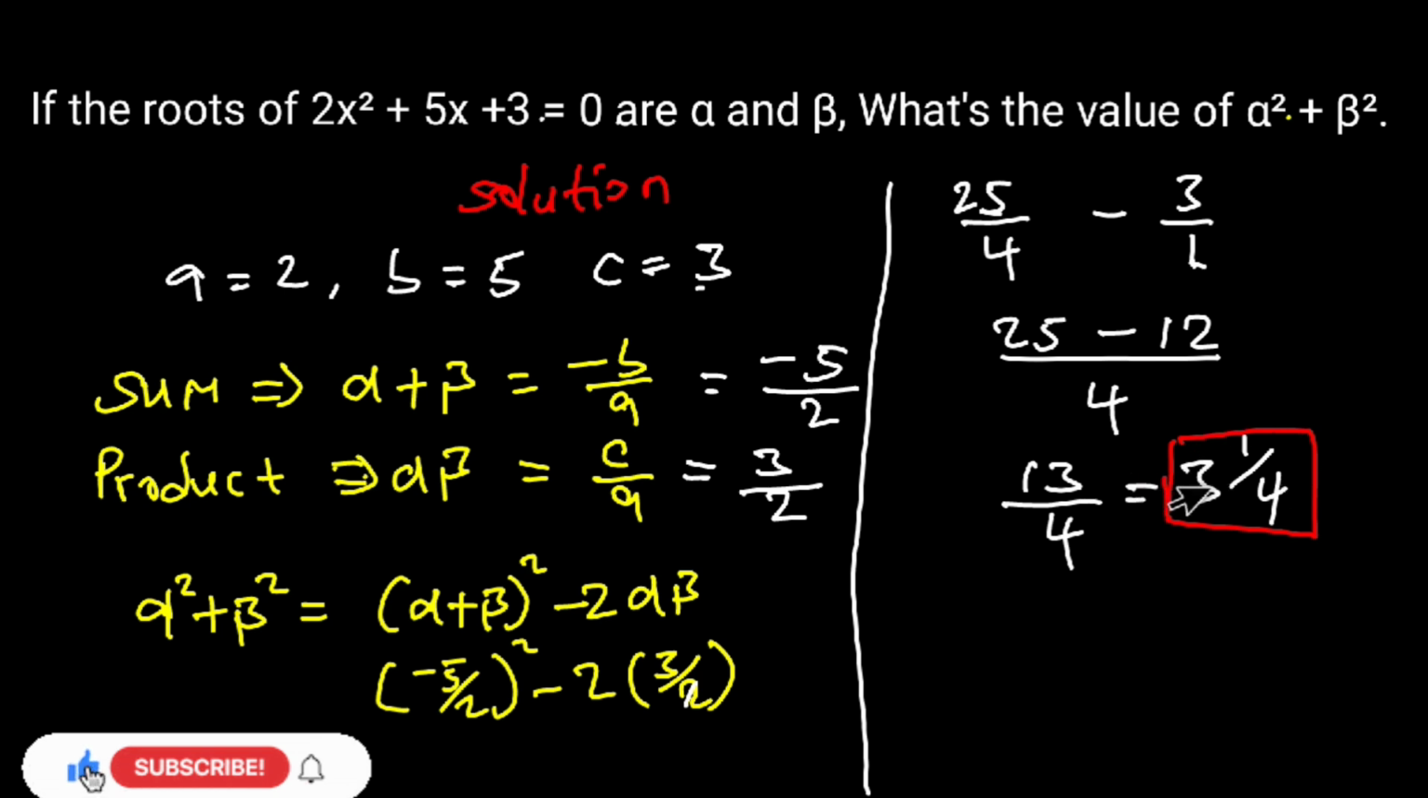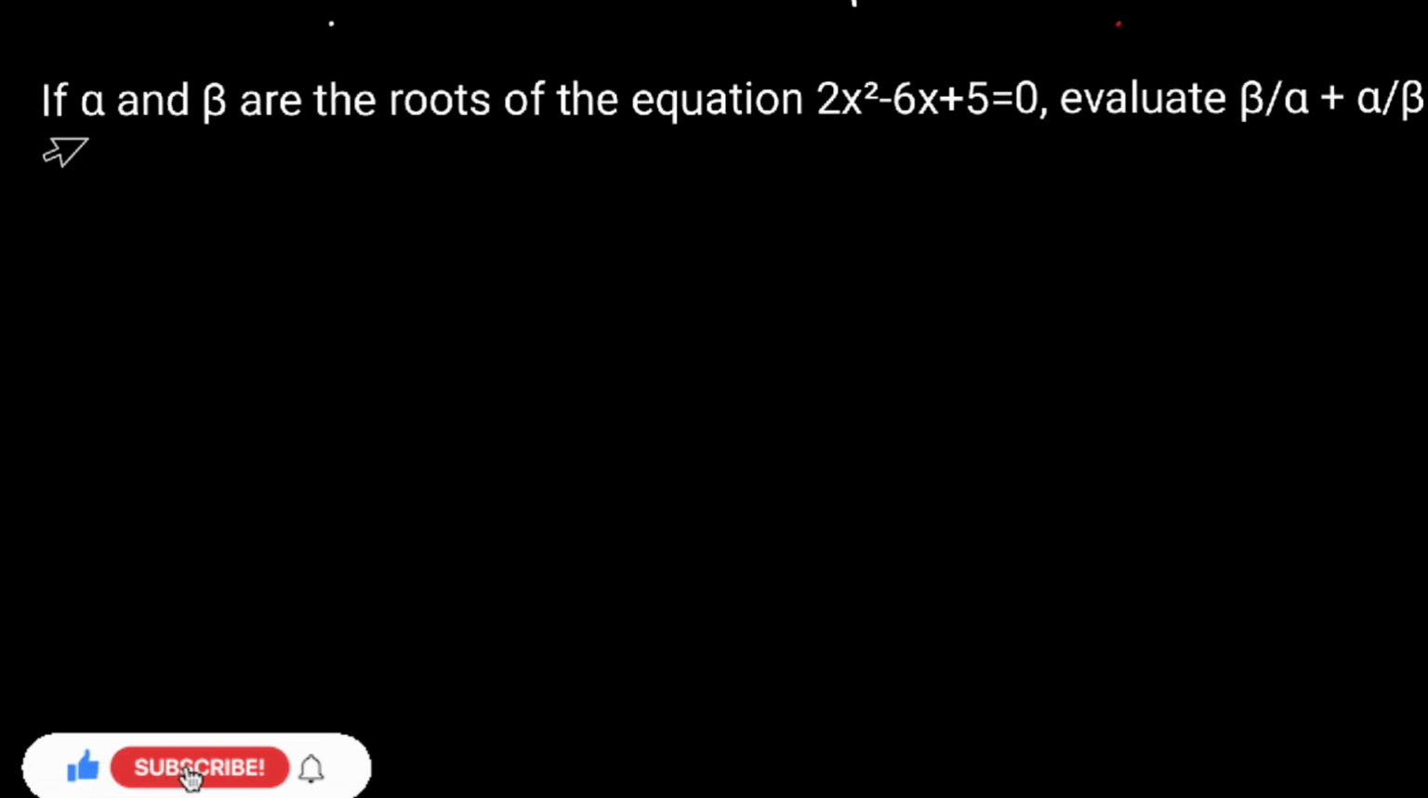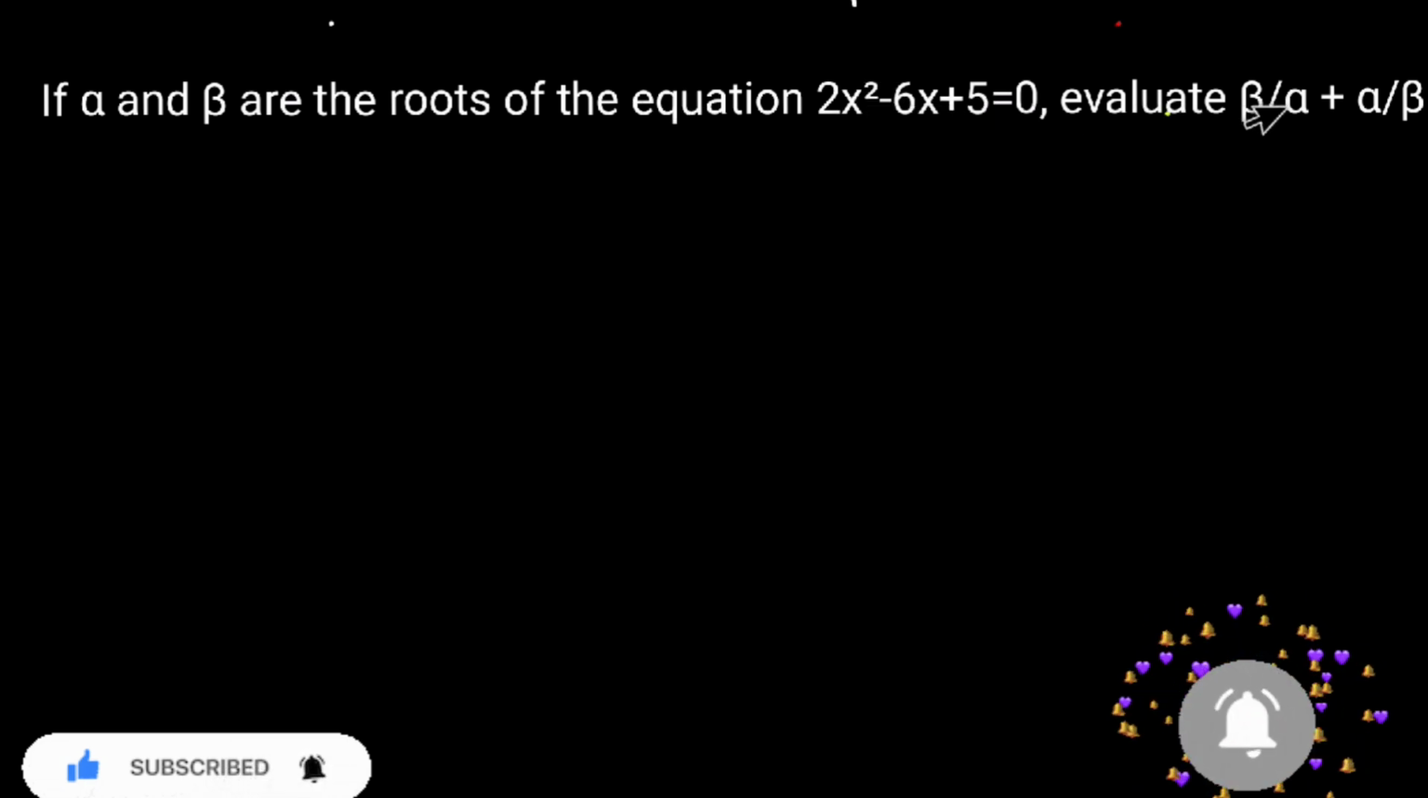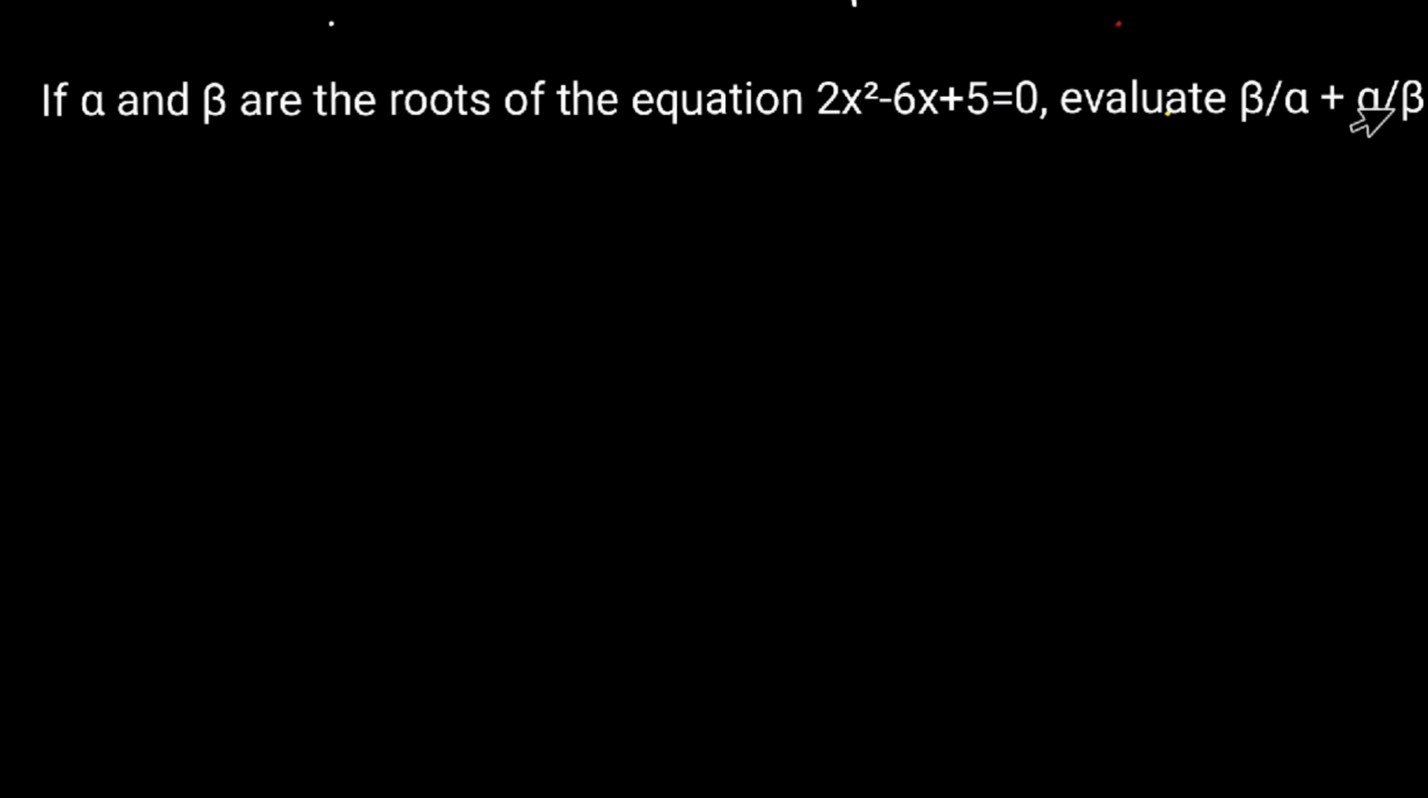Let's go ahead and solve the second question. If alpha and beta are the roots of the equation 2x squared minus 6x plus 5 equal to 0, evaluate beta over alpha plus alpha over beta. We write solution.